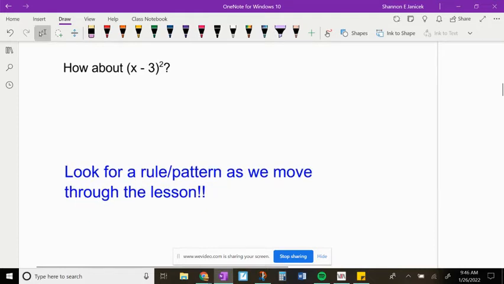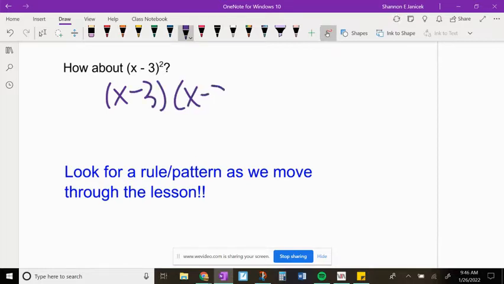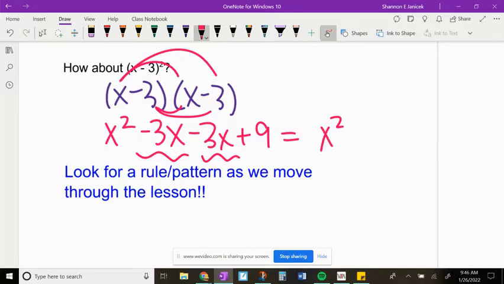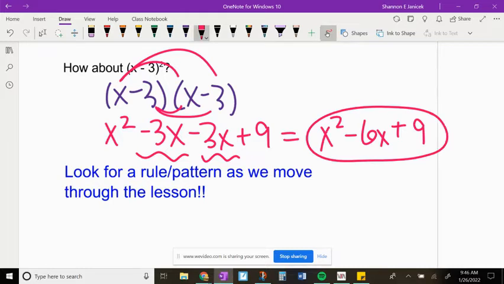How about x minus 3 squared? It's going to be the exact same thing, right? So if I have x minus 3, it's going to show up 2 times, so another x minus 3. And then we can FOIL. First times first, x times x is x squared. X times negative 3 is negative 3x. Negative 3 times x is negative 3x. And negative 3 times negative 3 is a positive 9. Then we can combine our like terms. So I have my x squared, negative 3x and a negative 3x totaling negative 6x, and I bring over my plus 9. Okay, so that's stuff that we did yesterday.